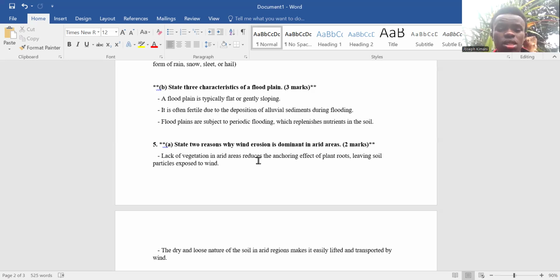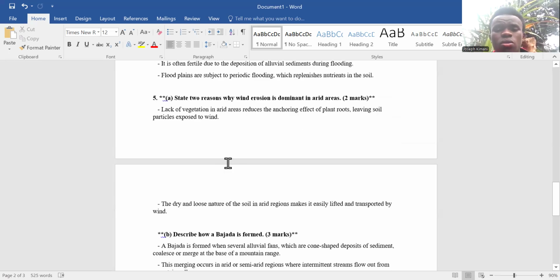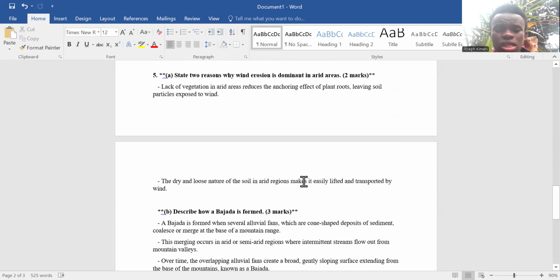Being deficient, it means that it will reduce the anchoring effect of plant roots. When there are trees, the roots will anchor the soil together. But when you don't have roots, then the soil will be bare and loose. This will make the soil particles exposed to wind, causing soil erosion. The next reason why wind erosion is dominant in arid areas is that the dry and loose nature of the soil in arid regions makes it easily lifted and transported by wind. The soil in these areas is dry and loose. That's point number 2.